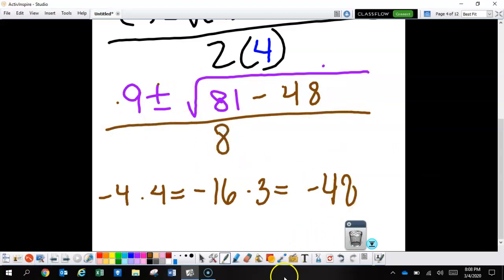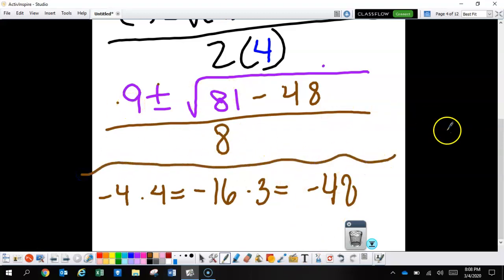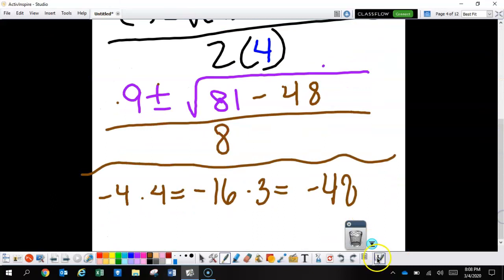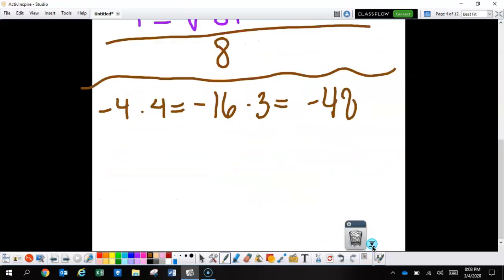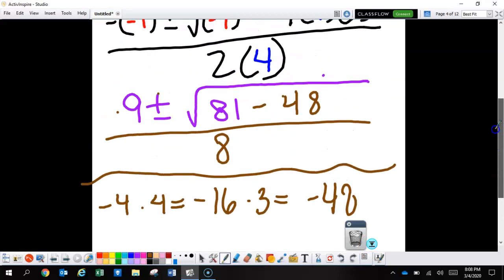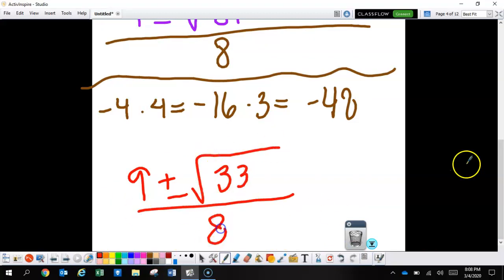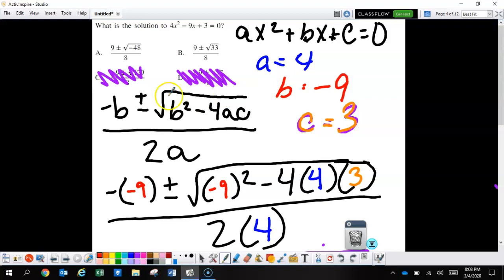Okay? So this is just my extra work down here. Now here, you do have to subtract the 81 minus 48. That's why they have that negative 48 there as a distractor. So you have to subtract 81 minus 48, and that should give you 33. Yeah, that's 33. So this turns into 9 plus or minus the square root of 33 all over 8, which is B.